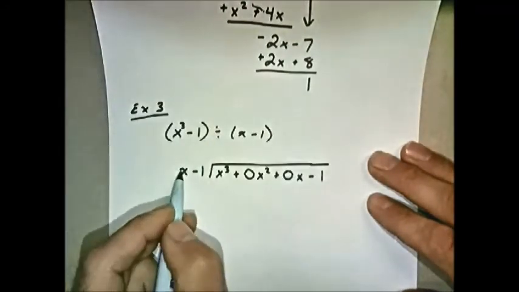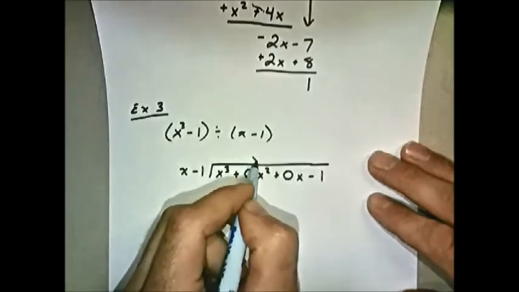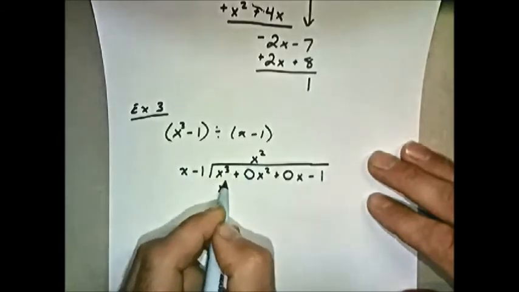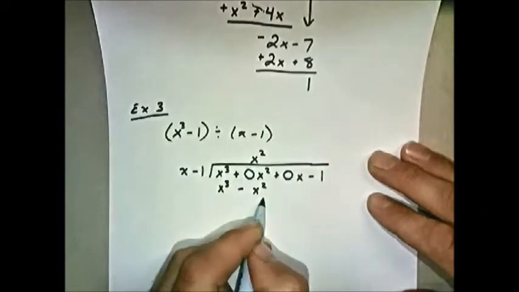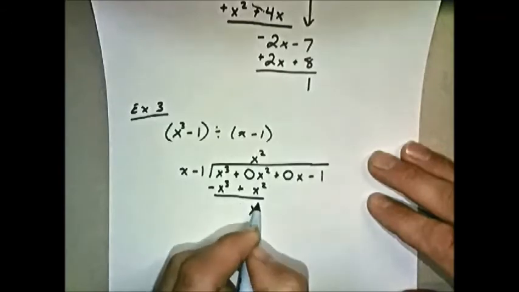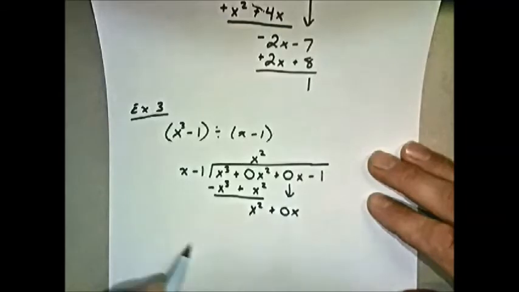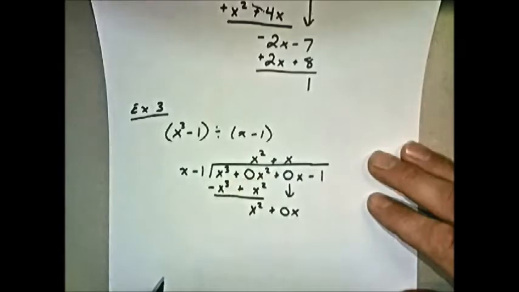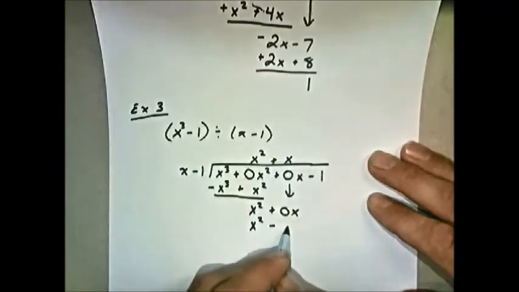We ask ourselves the question, what times x gives us x to the third? And that is x squared. X squared times x gives us x to the third. X squared times negative 1 is negative x squared. Changing our signs, we end up with x squared when we add, and we bring down a 0x. X times x gives us x squared. So we can multiply this out and get x squared minus x.